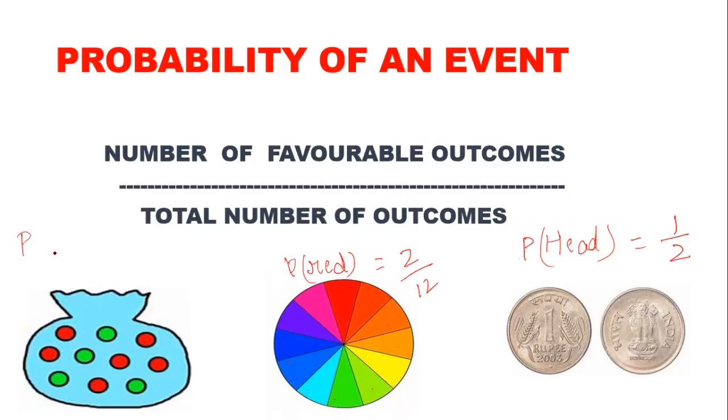Probability of drawing a red ball. What is the probability of a red ball? Let us calculate. How many red balls are there? 1, 2, 3, 4, 5, 6. 6 red balls. So what are the favorable outcomes? 6. And what are the total outcomes? 10, because there are 4 green balls. So 10 is the total outcomes. So this is how you calculate the probability of a given event.